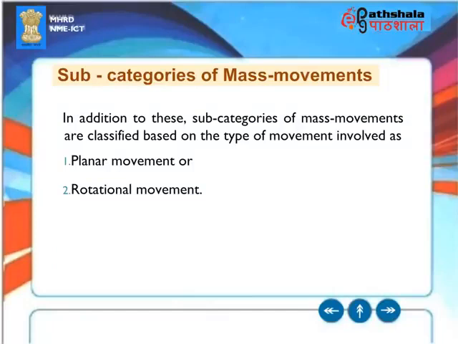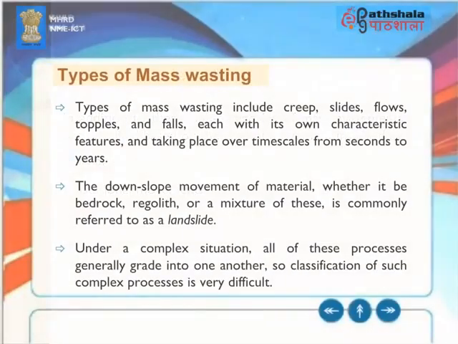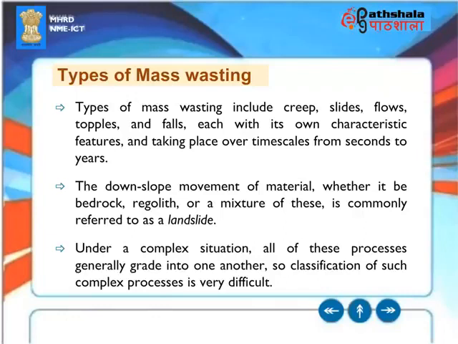Subcategories of mass movements. In addition to these, subcategories of mass movements are classified based on the type of movement involved, as planar movement or rotational movement. Types of mass wasting include creep, slides, flows, topples, and falls, each with its own characteristic features and taking place over time scales from seconds to years.